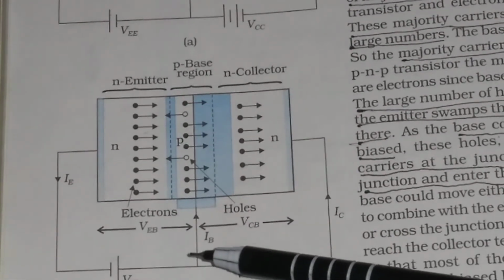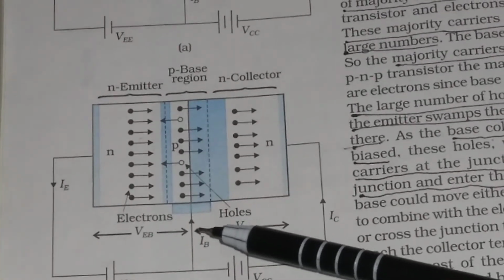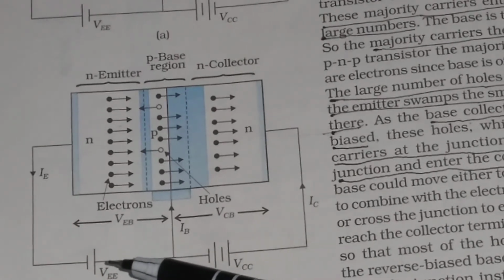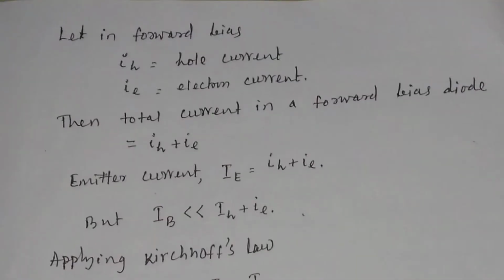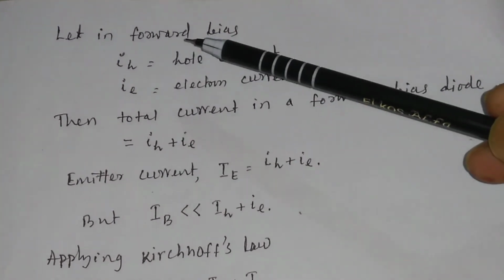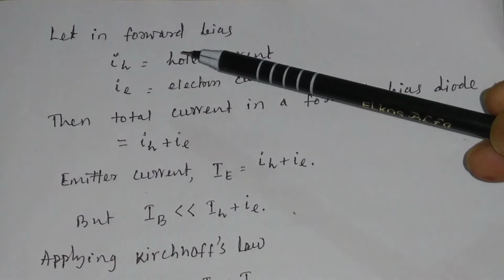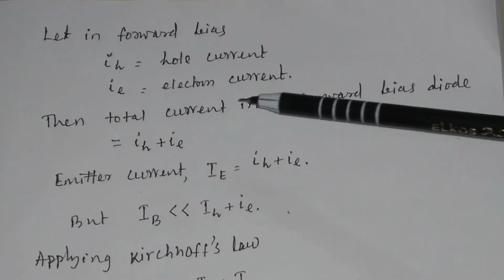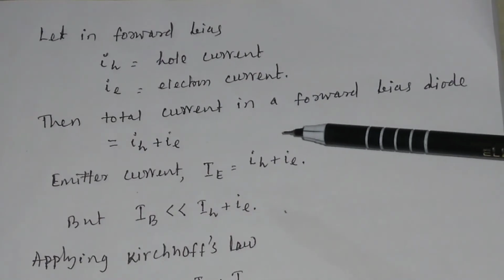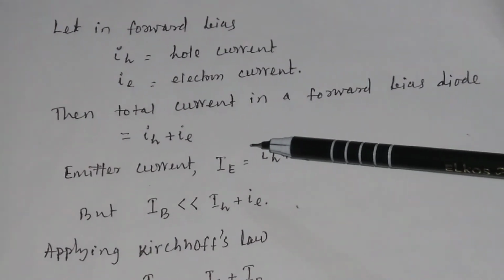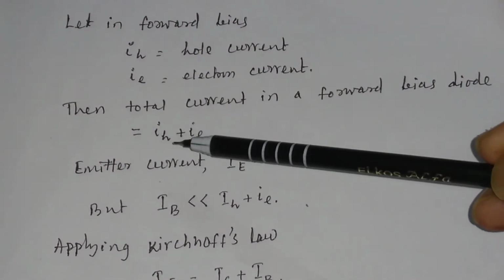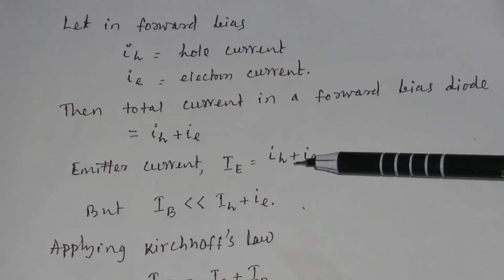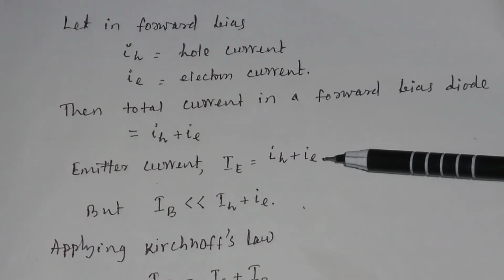And always we give the direction of the current in accordance with the conventional rule, that is, the current flows from positive to negative. Since the input is forward biased, that is, the base emitter junction is forward biased, let IH be the hole current and IE be the electron current. Then the total current in the forward biased diode, because it is a PN junction, is equal to the sum of the hole current plus the electron current. So the emitter current IE is equal to the hole current plus the electron current.